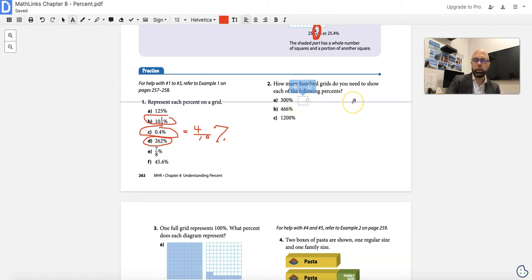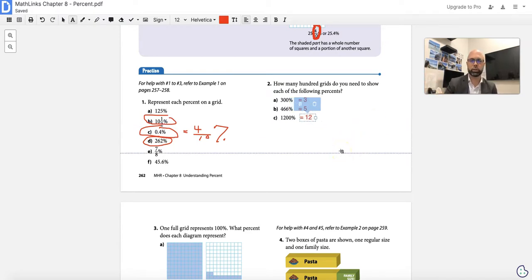So 300% even, all we need is 3 grids. Right, we're going to color them all in, done. This one, we've got 4 wholes and 66 hundredths left over. So we're actually going to need 5 grids. This one, 1200%, we need 1200 grids.